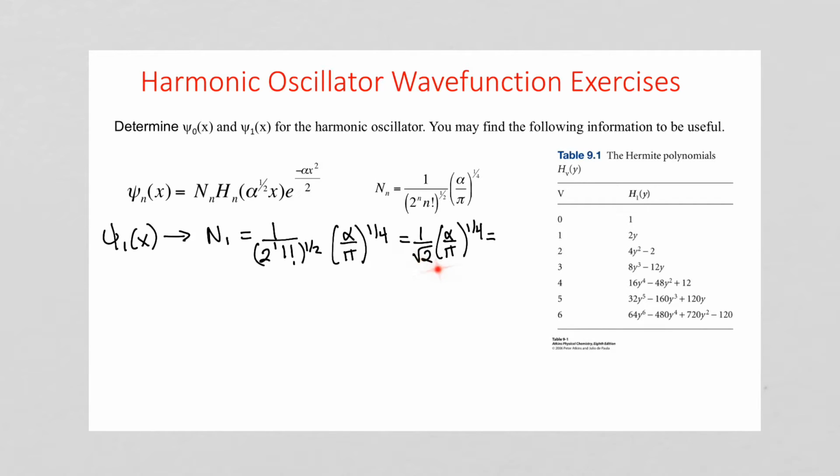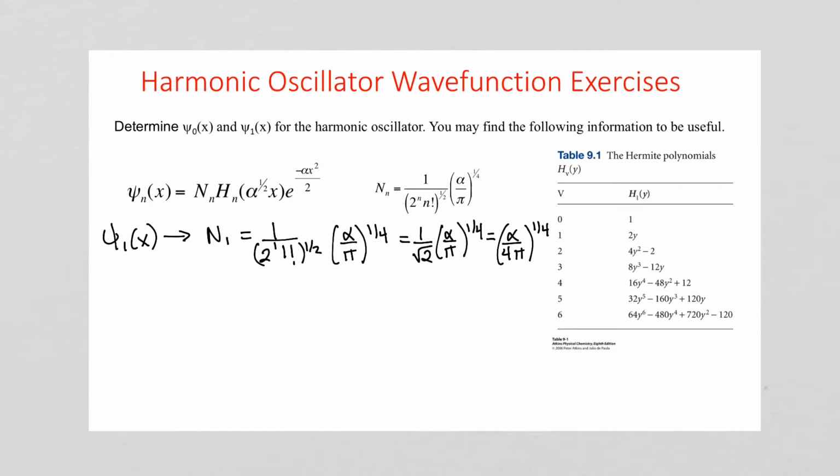And then a lot of times you'll see this notation where that constant is brought inside the parentheses here. So I think if you look in McQuarrie's version for this, you'll probably see it written as alpha over 4 pi to the 1/4. And those two expressions are equivalent. So here we're just bringing that square root of 2 inside our parentheses.